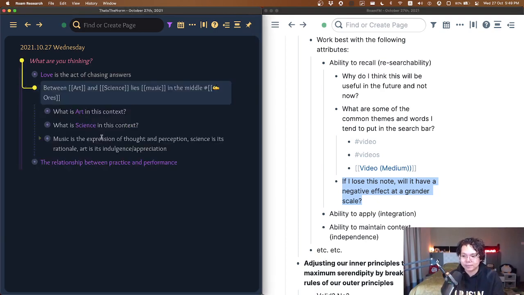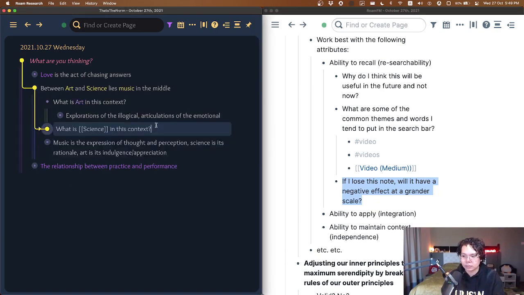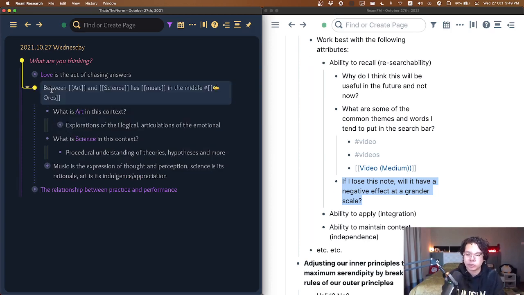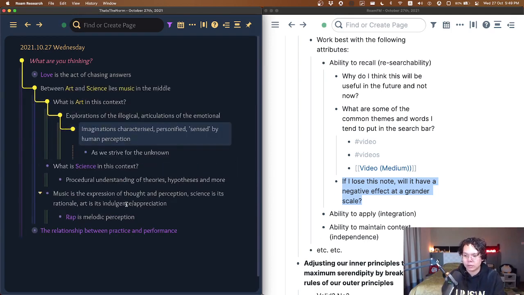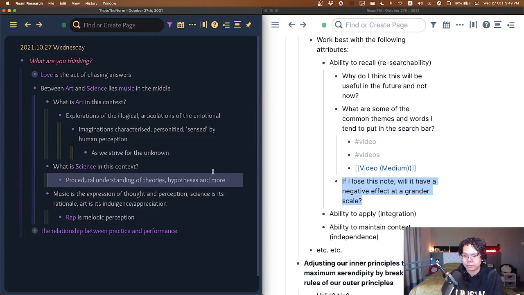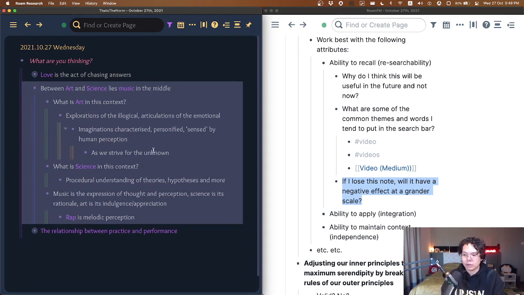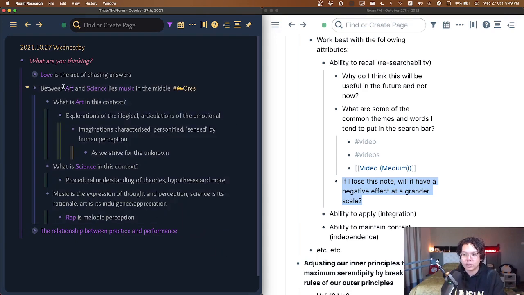So as an example, let's explore this. I've written this maybe randomly like 2 days ago or something like that. I look at this and I'm thinking to myself, if I lose this note, will it have a negative effect at a grander scale?